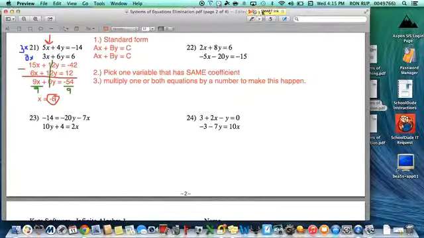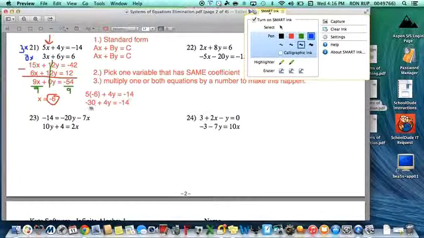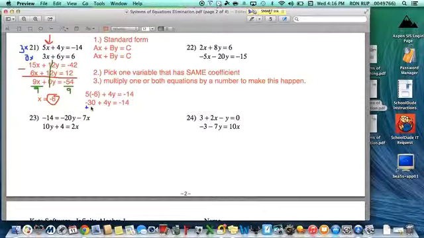And so when I do that, it'll look like this. 5 times my x plus 4y equals negative 14. And so then I just go through and do all the math. 5 times negative 6 is negative 30 plus 4y equals negative 14. If I subtract 30, or I'm sorry, you do the opposite, add 30 to each side.